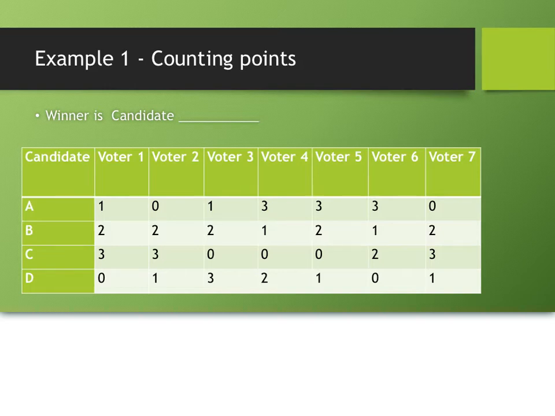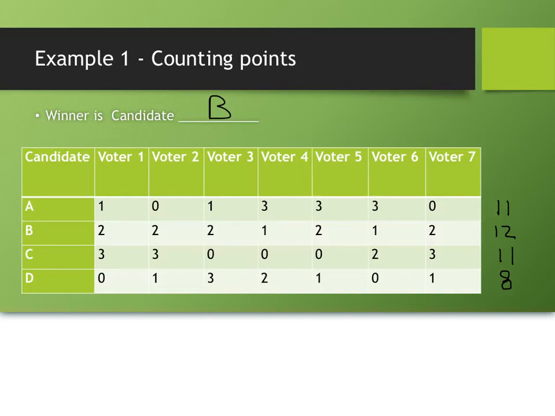All right, so you should have done this, and I'm going to just write some things down. Here, candidate A had 11 points, candidate B had 12 points, candidate C had 11, and candidate D 8 points. Is that right? All right, 1, 2, 3, 4. Yeah, 8 points. So in this case, obviously, candidate B is the winner.